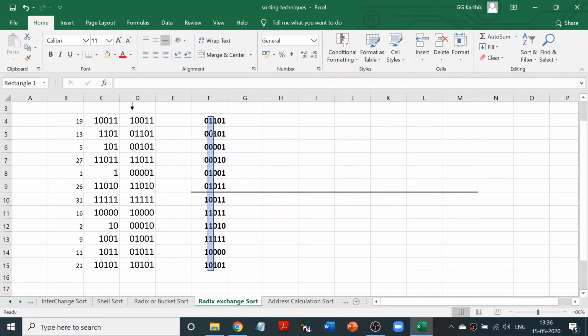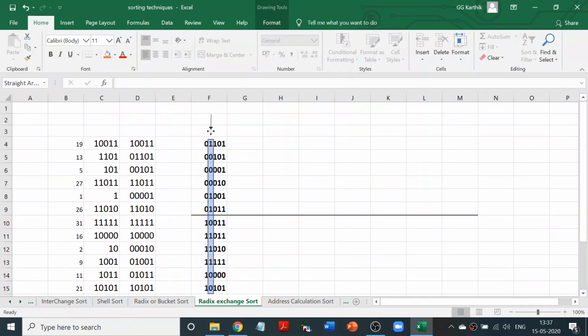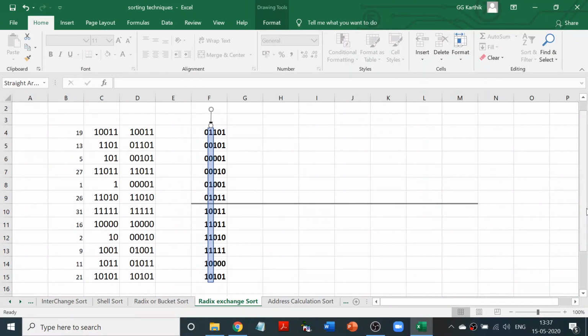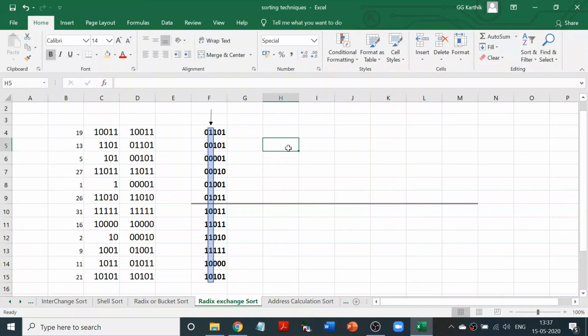I'll keep it here. Now we are going to take the second column, right? The second number is what we are going to compare. I'll just move it here so that you understand. Paper and pen did not work for me, so I thought of using Excel sheets. Please let me know if anything needs adjusting.